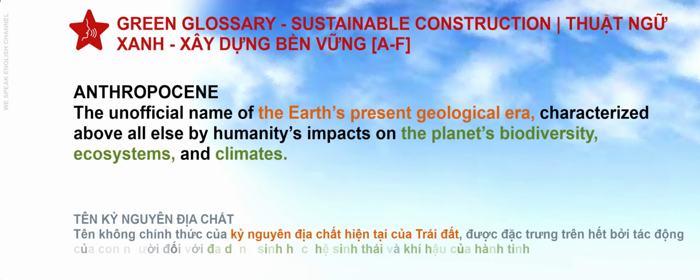Anthropocene. The unofficial name of the Earth's present geological era, characterized above all else by humanity's impacts on the planet's biodiversity, ecosystems, and climates.